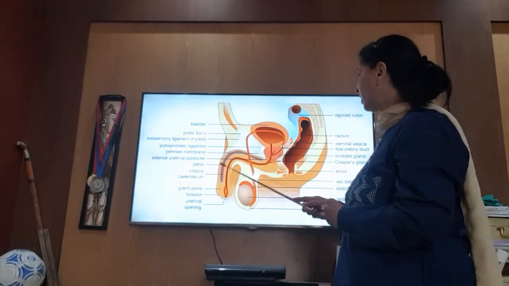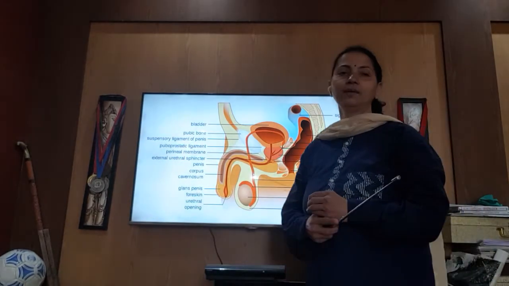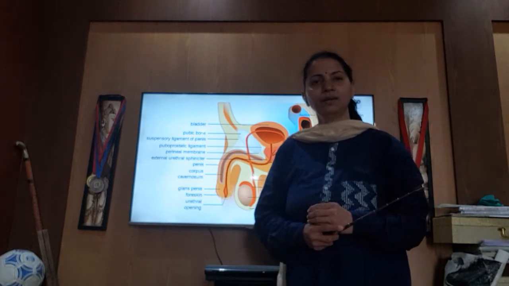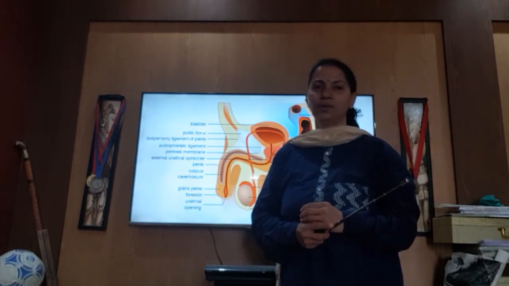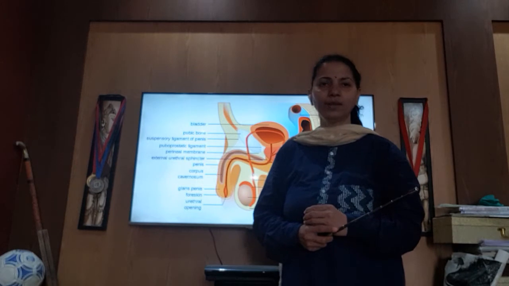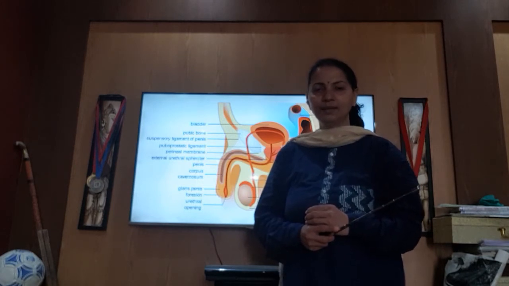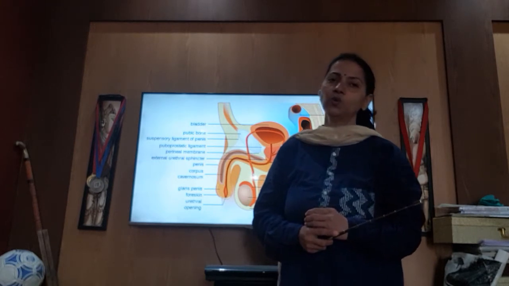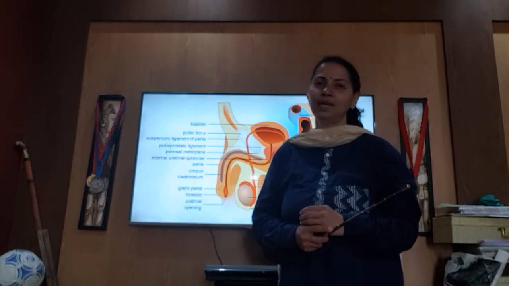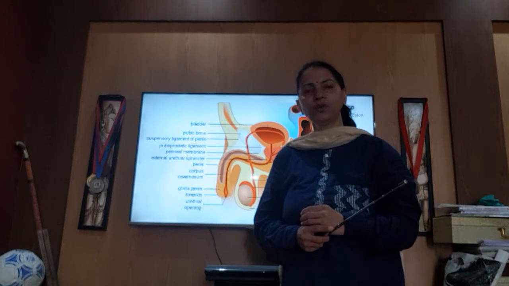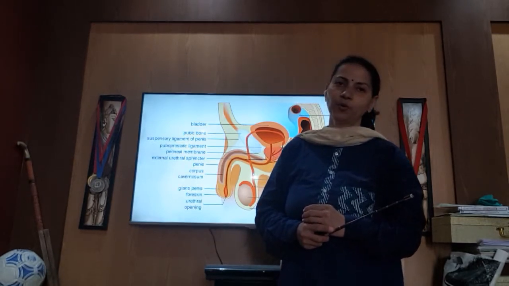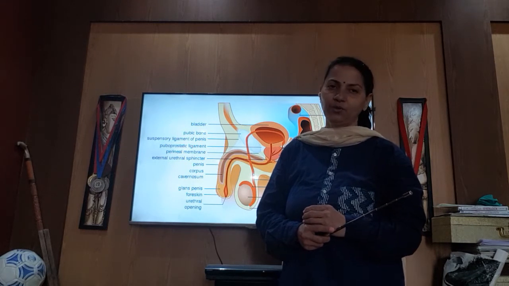But when we cut it and studied it histologically, we found that there are only 2 zones into which it is divided. Otherwise all the cells are the same. According to the ductal system, it is divided into 2 zones, outer and inner zone. The outer zone was more prone to cancer and the inner zone was more prone to benign hypertrophy.